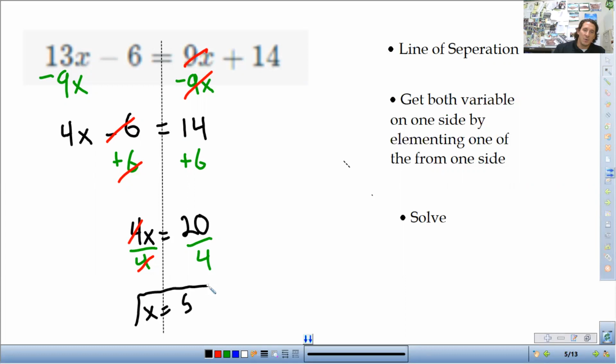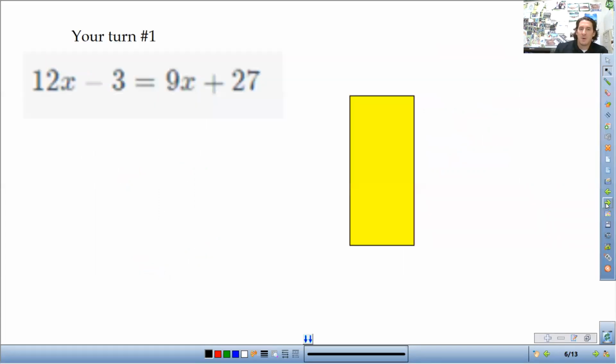Make sure you are eliminating one of the variables on one of the sides. It doesn't matter which one you choose to eliminate, but it is going to make it easier. You'll have to deal with fewer negatives if you eliminate the variable with the smaller coefficient. So I want you to try this one on your own. Pause the video, and then when you're done, check your answer. I'm going to go ahead and work through it right now.